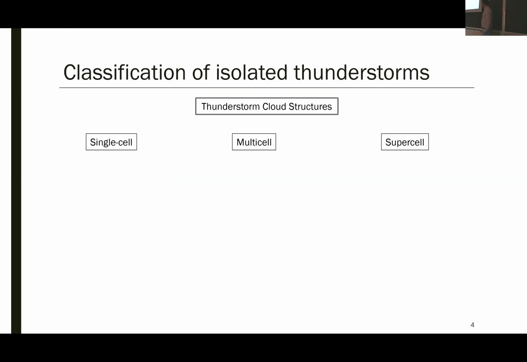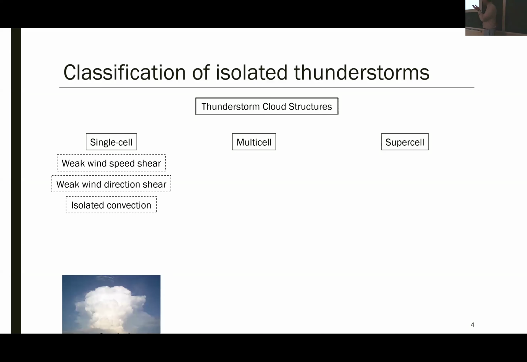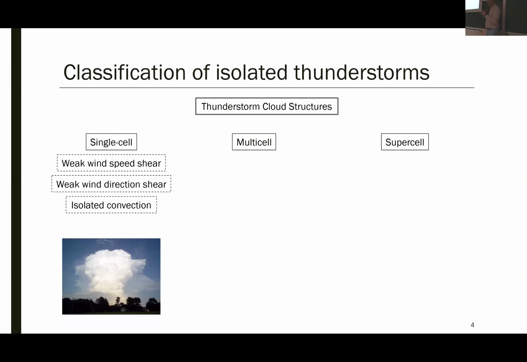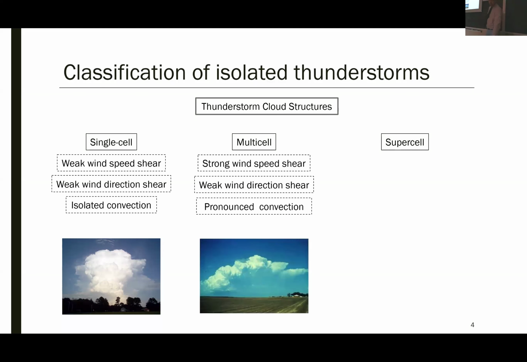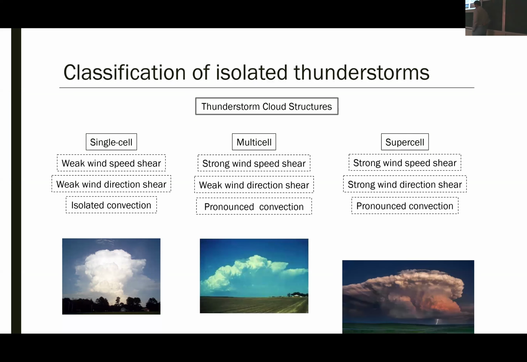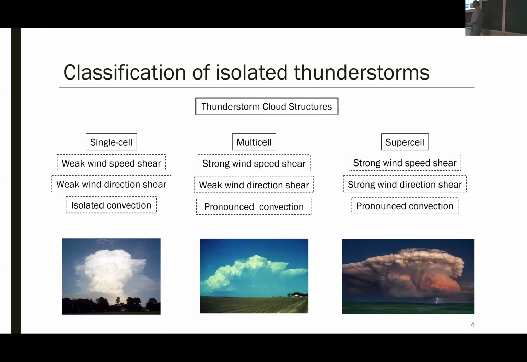Now, there are basically 3 types of thunderstorms when we talk about isolated thunderstorms. And that is what I will talk about in this first 45 minutes. And then in the second 45 minutes, I'll talk, if there is time, about squall lines, which are lines of thunderstorms. So isolated thunderstorms come as single cells, multicells, and supercells. And the main distinction between these 3 is really associated with environmental winds.